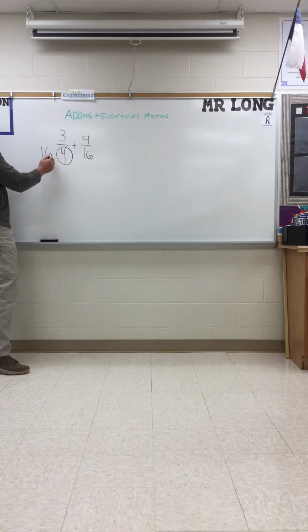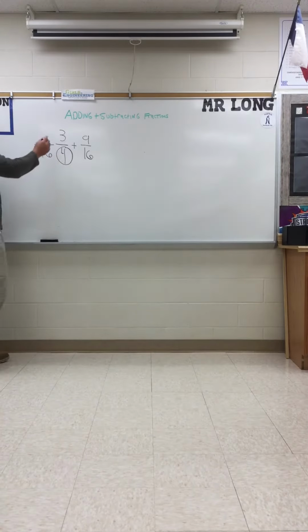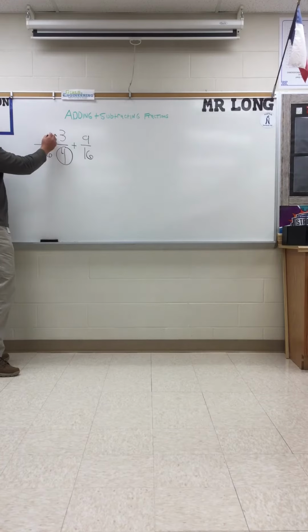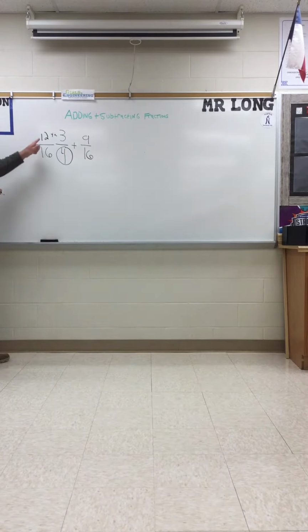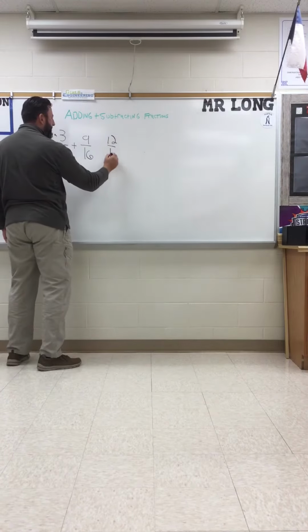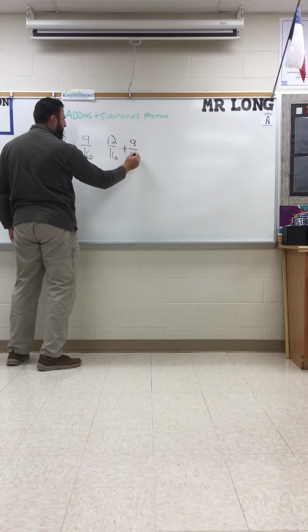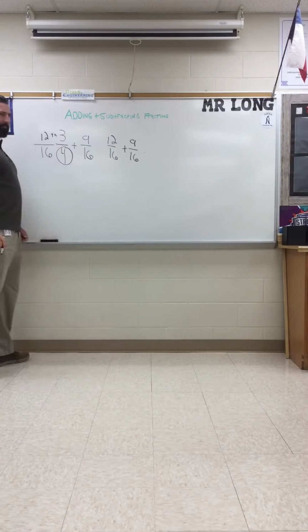So we're going to put 16 here, okay, and now we have to find our numerator. So 16 divided by 4 is 4, so we're going to do 3 times 4, right, is 12. Okay, so now we have our common denominator, and so now we're going to rewrite this problem as 12/16 plus 9/16. Okay? And so now we're going to add our fractions.